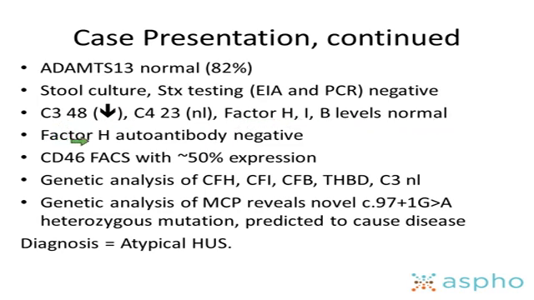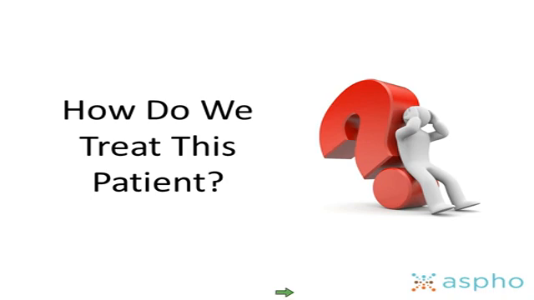His factor H autoantibody was negative, but he had reduced expression of CD46 on his circulating mononuclear cells, and this led to the identification of a mutation in MCP, so his ultimate diagnosis is atypical HUS. So now that we've made a diagnosis, how do we treat this patient?